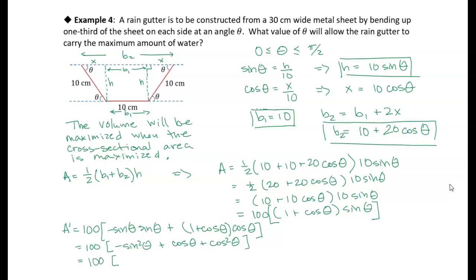Probably the best thing here, because I've got cosine and cosine squared, is to replace this sine squared with 1 minus cosine squared theta. So I'm using the Pythagorean identity: sine squared plus cosine squared equals 1, subtracting cosine squared from both sides. So I get an expression for sine squared in terms of cosine. Now I've got everything in terms of cosine: cosine theta plus cosine squared theta.